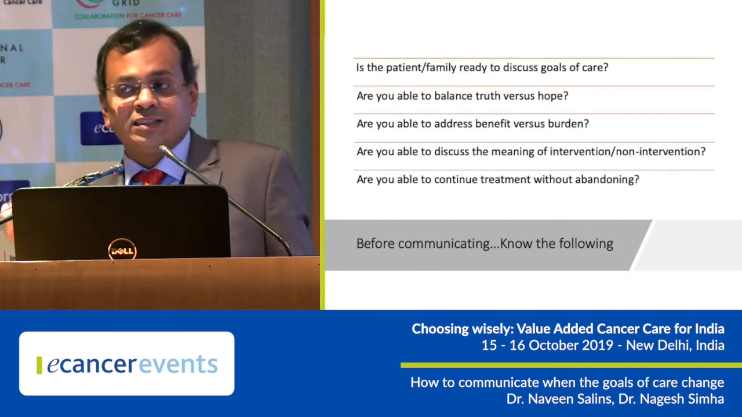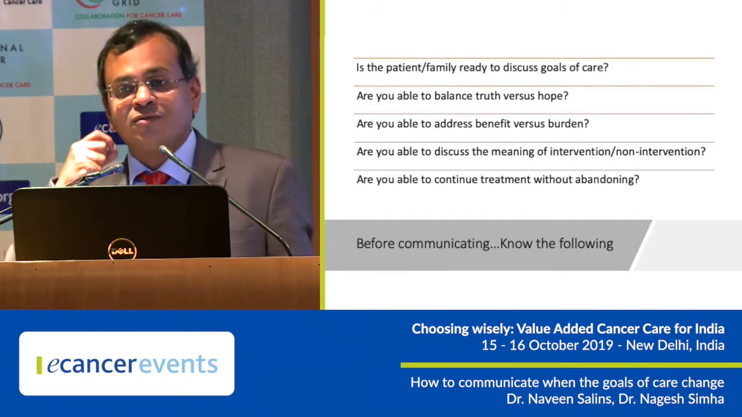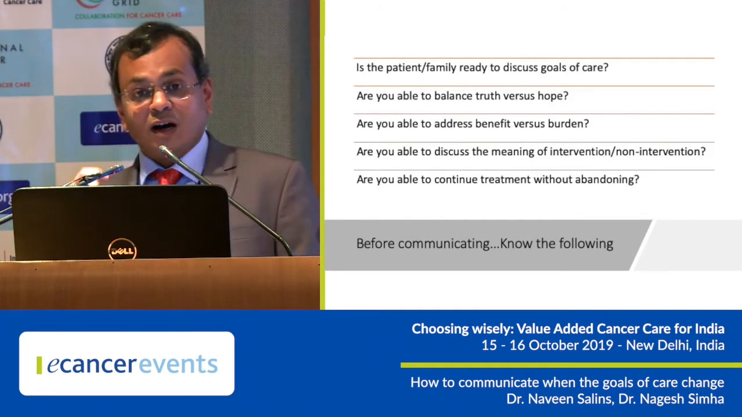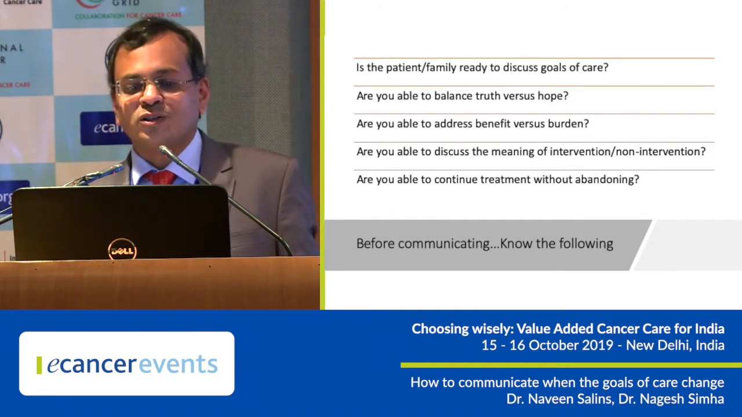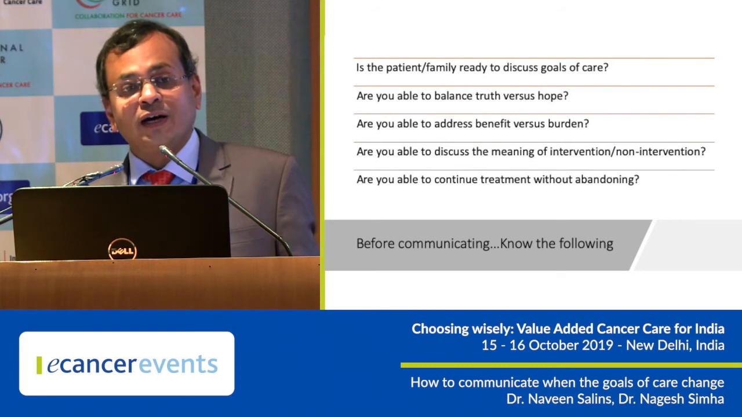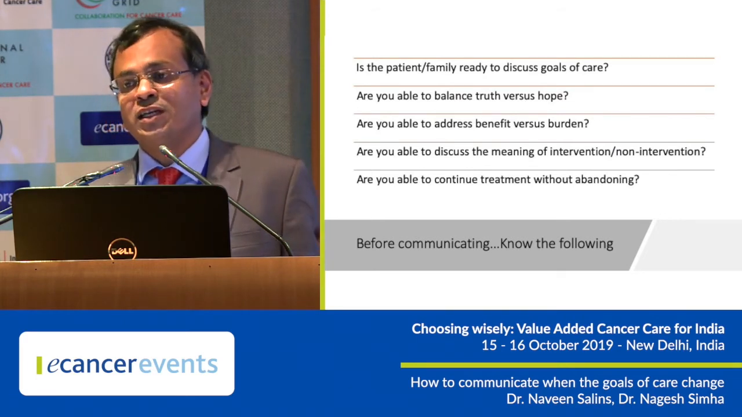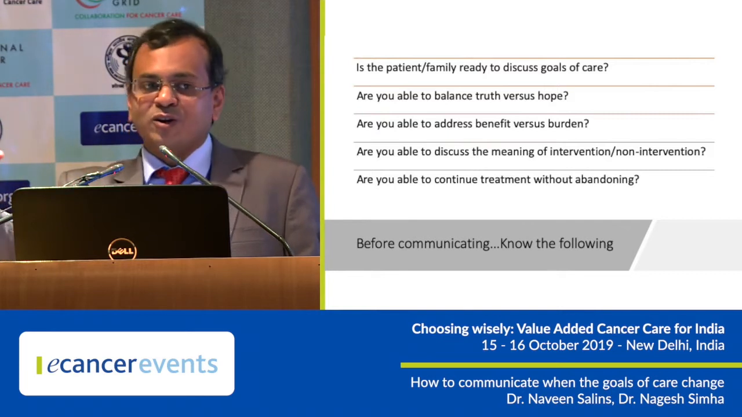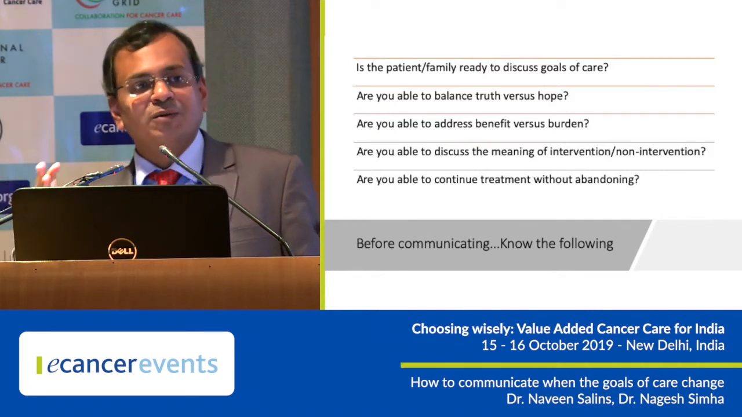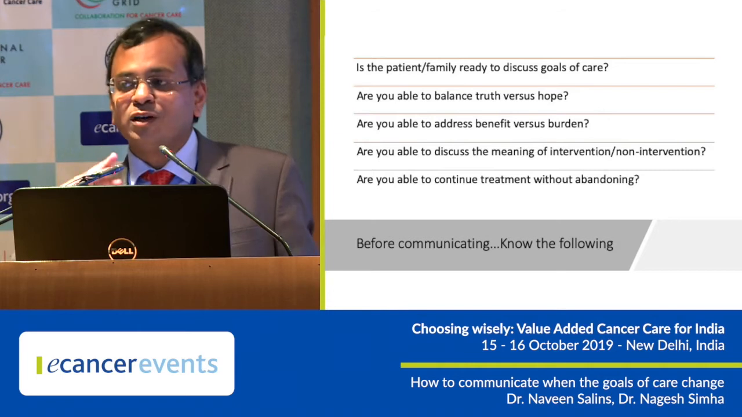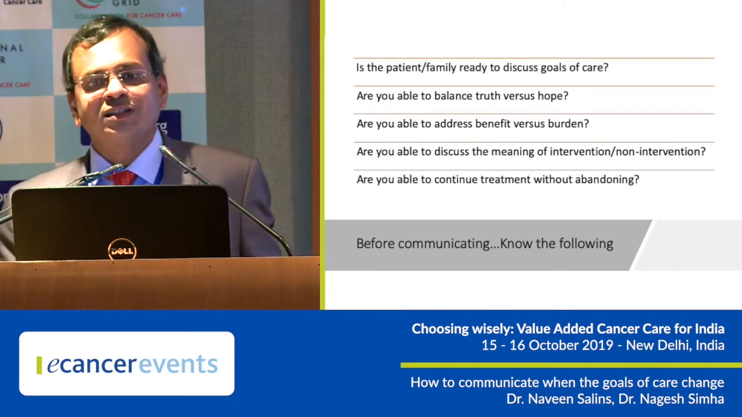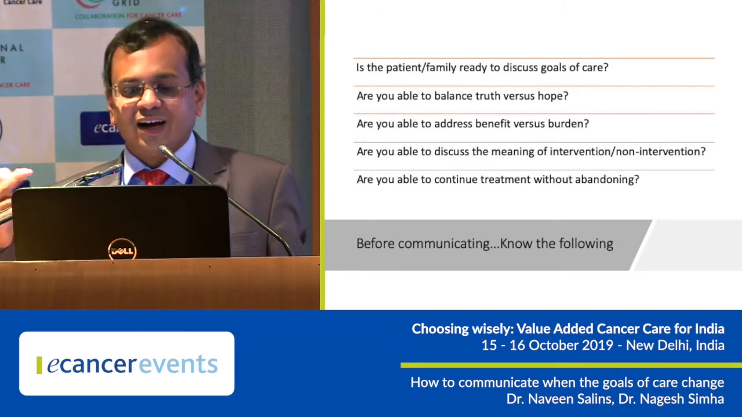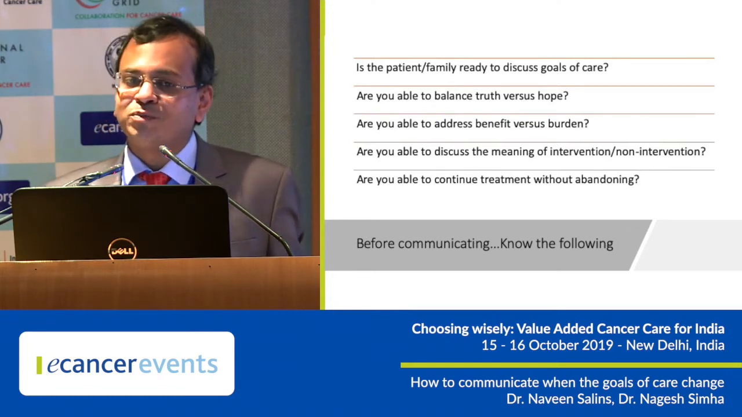And as I said, ensure readiness. Are the patient and family ready to discuss the goal? Are you able to balance the truth versus hope? Are you able to address benefit versus burden? Many times we follow the path of least resistance: they have asked, so we are going to provide something. But are we able to balance that? Are we able to discuss the meaning of intervention versus non-intervention? And are we able to continue treatment without abandoning? This is the most important thing.